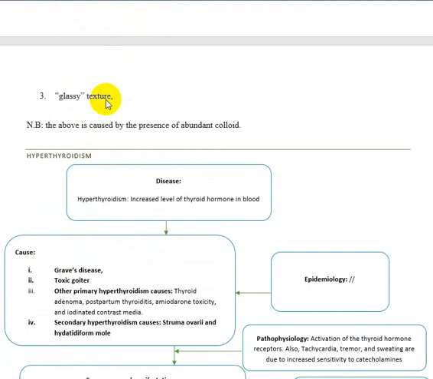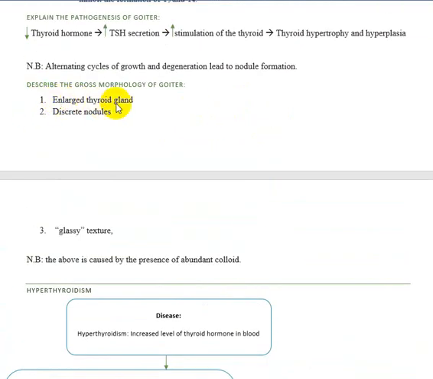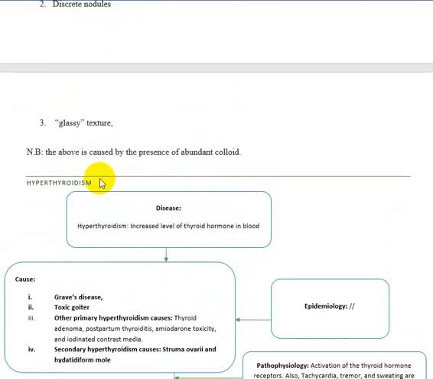The glassy texture is caused by the presence of colloids. It's going to cause excessive storage of T3 and T4. So you have an enlarged thyroid gland, discrete nodules, and a glassy texture, and this glassy texture is due to colloids.